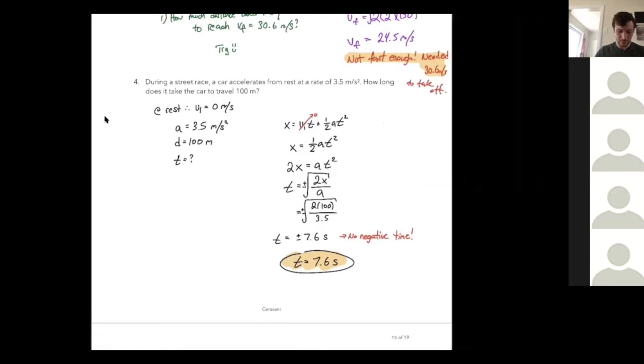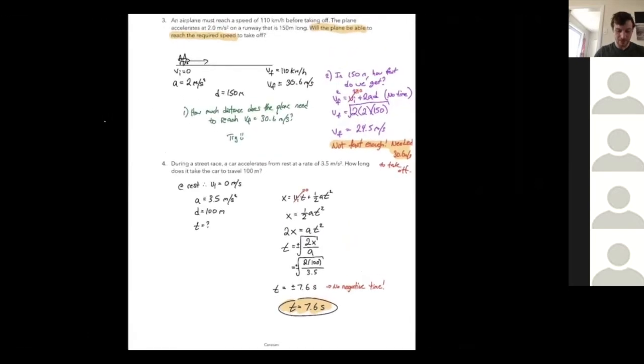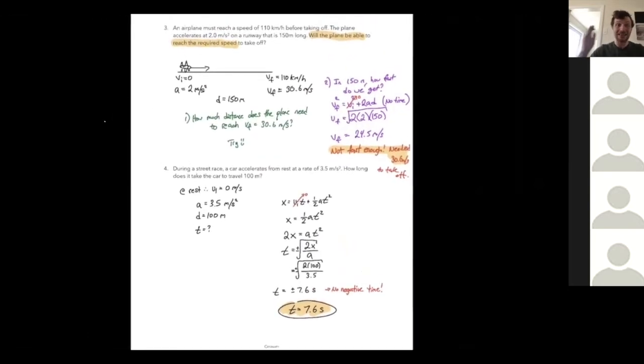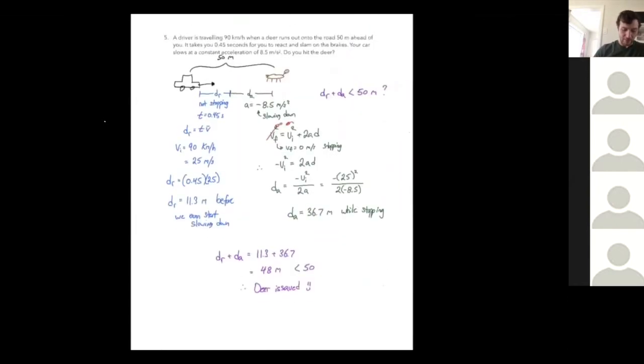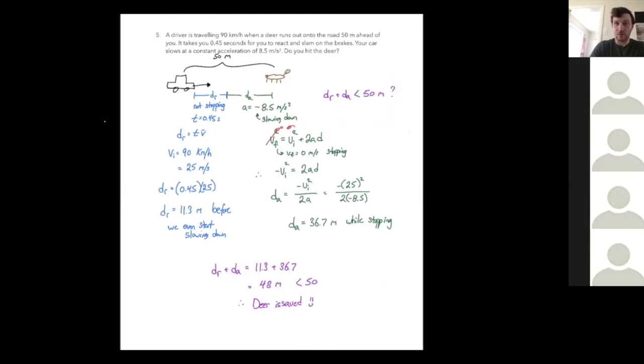Cool. Two nice examples, right? This is all this is. I love these questions. These are like little puzzles to do. They're so much fun. So number three, number four, then we did number five together. This question is more involved when you have reaction time. Watch the video of me doing this question so you can walk through it.